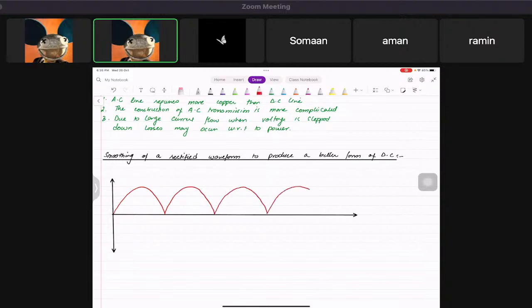And now we want these gaps to be filled, we don't want these gaps to be there. We want it to be filled so that it becomes a straight line. Do you guys understand what I'm saying?